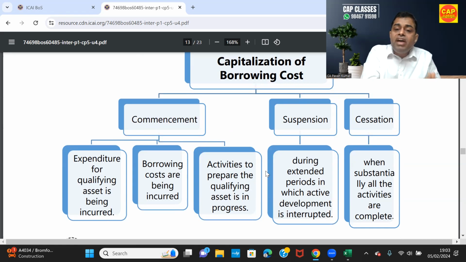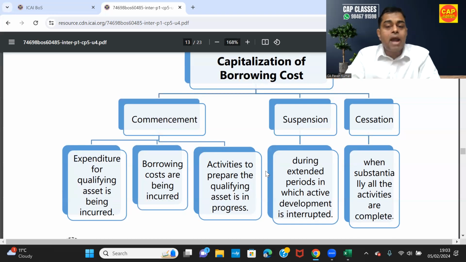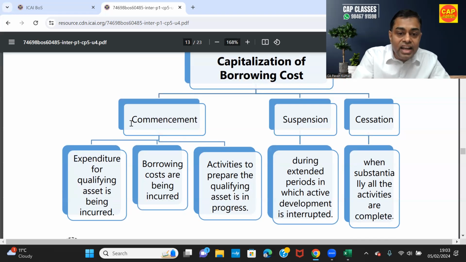Dear ICI, when can I start capitalizing BC? Dear ICI, when should I hold capitalizing BC? Dear ICI, when should I stop capitalizing BC? So these are traffic lights. This is green, this is amber, or yellow, and this is red. Here, start capitalizing, green. Here, hold on, don't capitalize. This is stop.